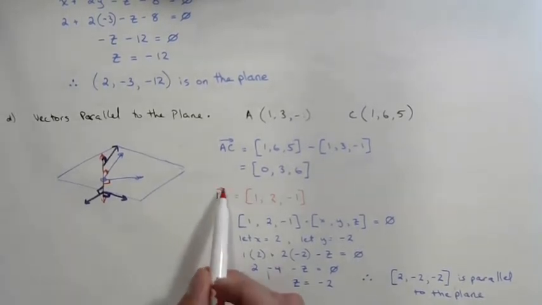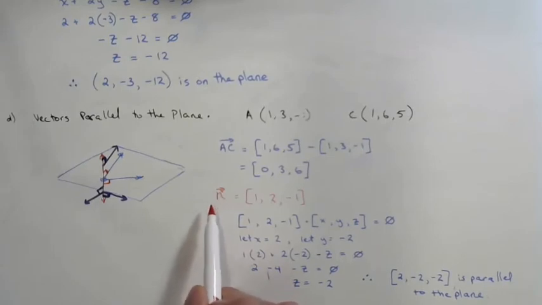And I just went back and double checked it. We just use a lowercase n with an arrow. It's the normal vector.